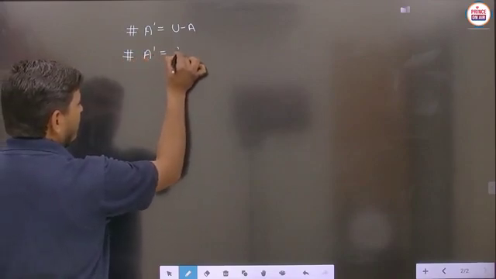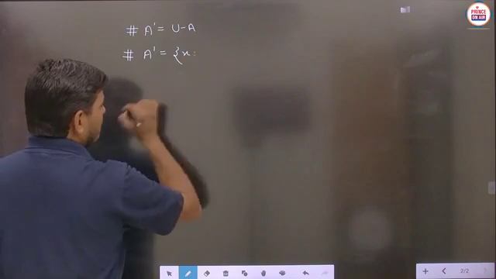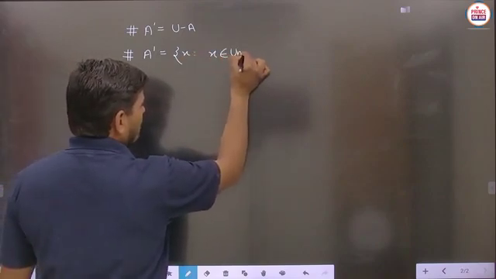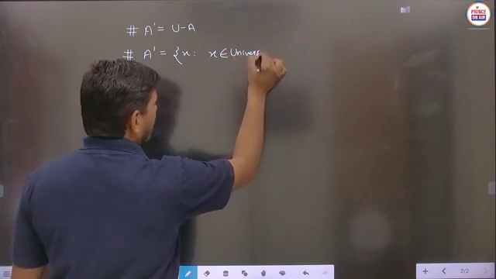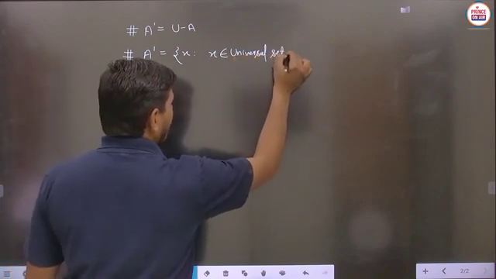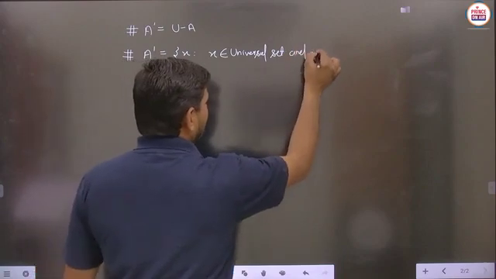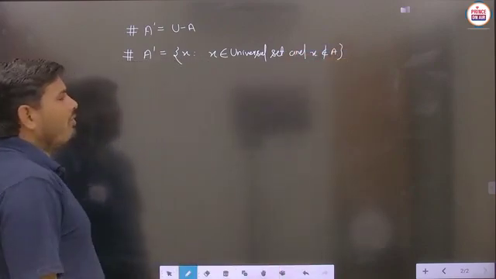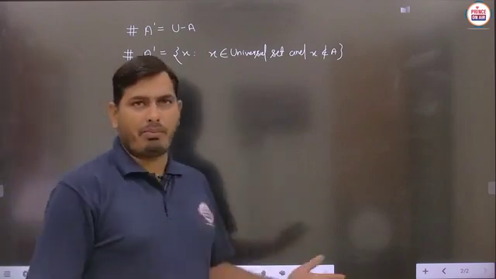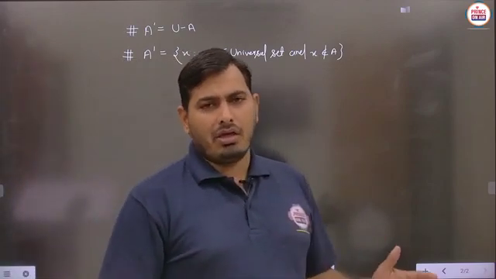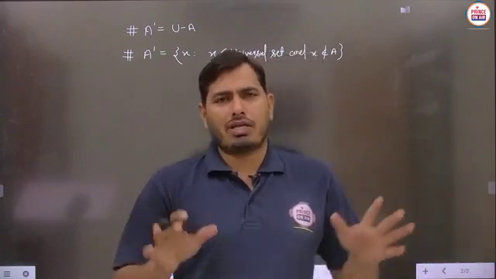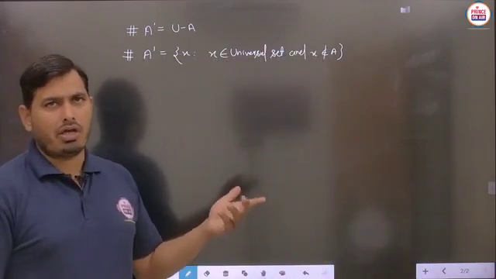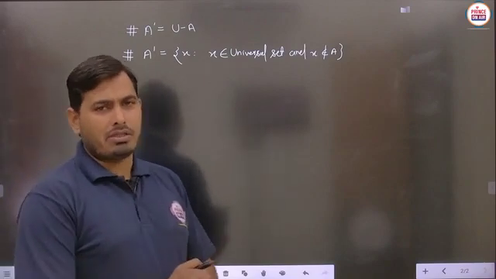A dash will be written like this: x such that x belongs to the universal set and x does not belong to the set A. This is the set builder form to represent the complementary set, because the complement of any set is also a set. So a set can be represented either in roster form, or you can write the complement of any set in set builder form.